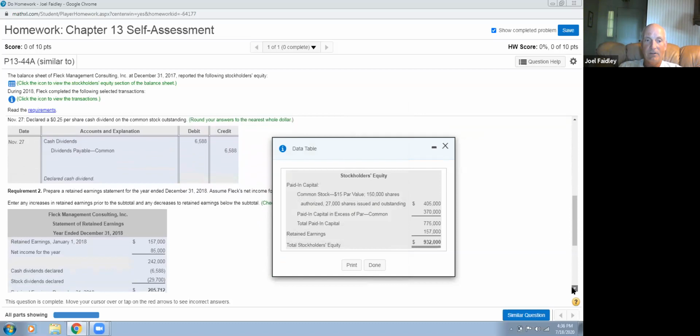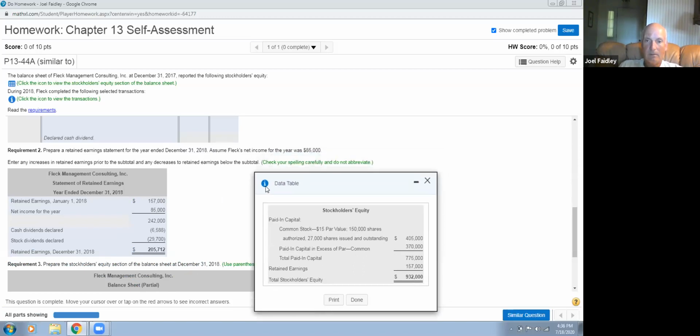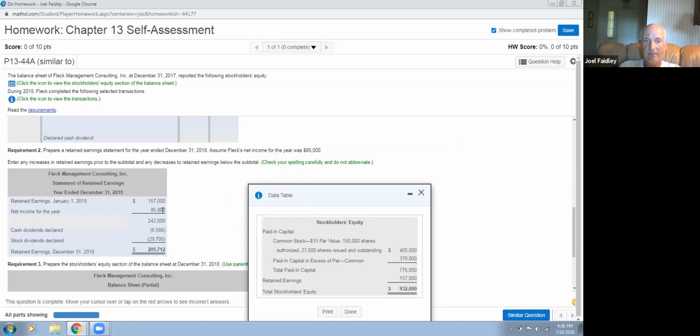All right, and then they want you to do the retained earnings section. Retained earnings started out at 157,000. That was given. My net income for the year was 85,000. That's somewhere up there. There it is. Net income is 85,000. There's my dividends declared. You know, that's a reduction of retained earnings. There's my stock dividends, 29,700 declared. Not been distributed, it's just been declared.